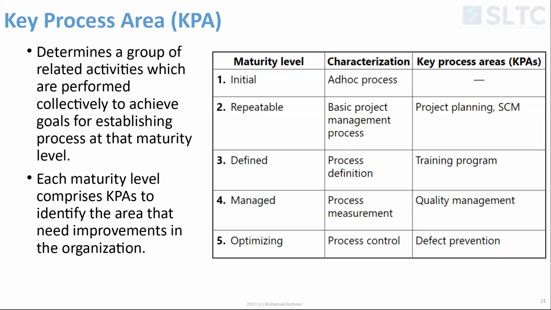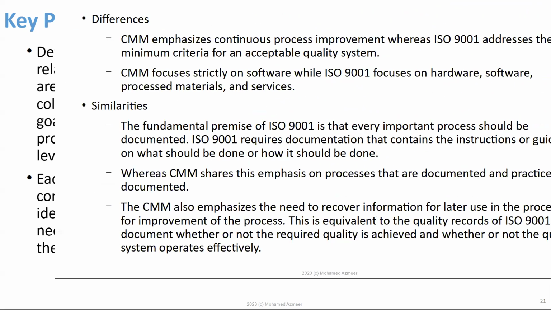And the last one is process control. Process measurement, definition, measurement, control. And the KPA is defect prevention. So what are the processes you have to prevent defects, like bugs, for example, right? So all this can be documented and trained onto people.